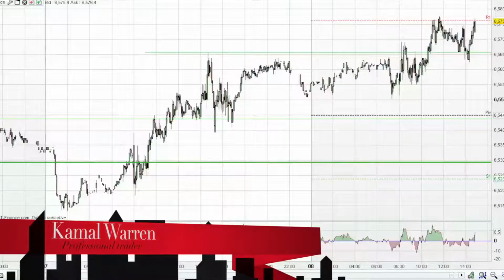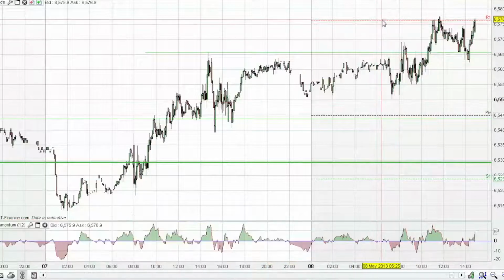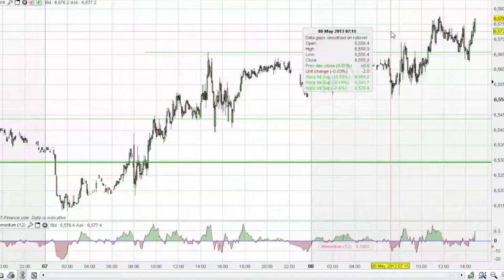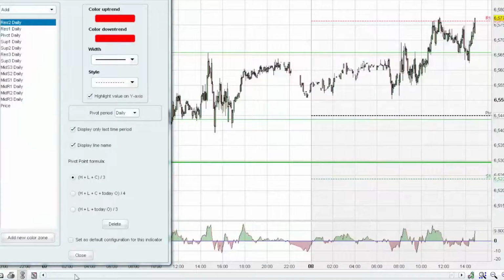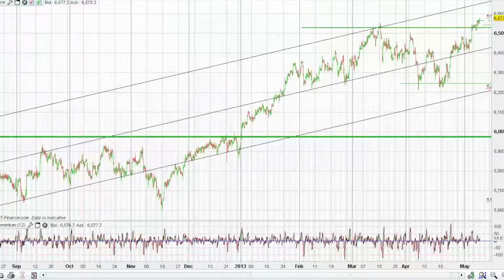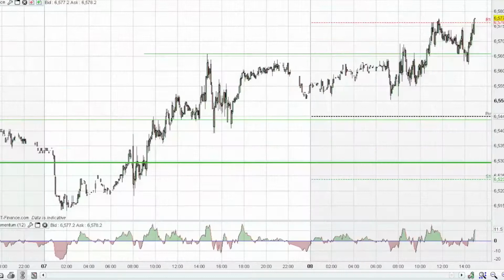But coupled with that, the other important tool that you can use are pivot points. Pivot points are these dotted lines here. Let me remove that and put that back again. Delete pivot. So if you go to your tools, and then you've got pivot points, you add, close, and there you have the pivot points.